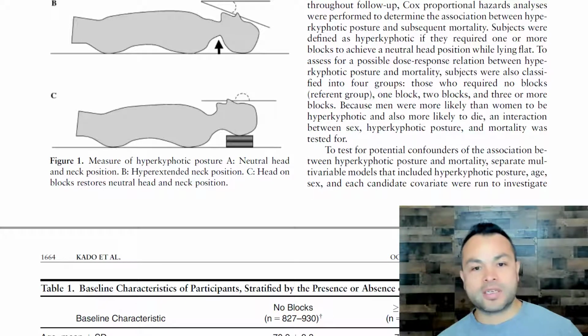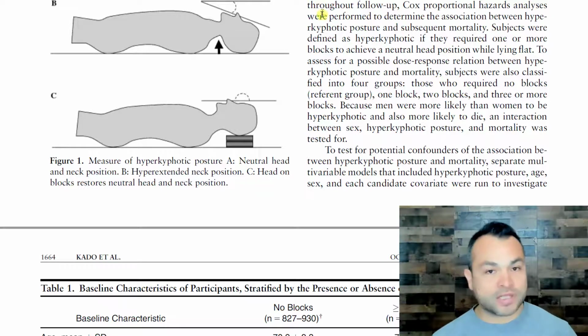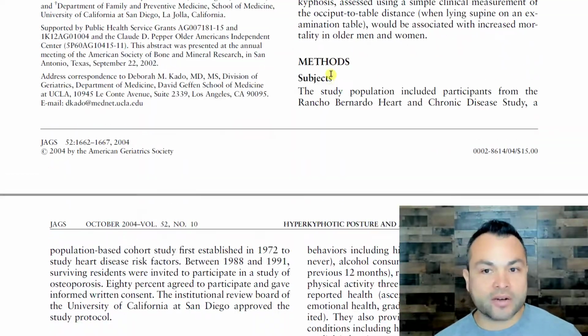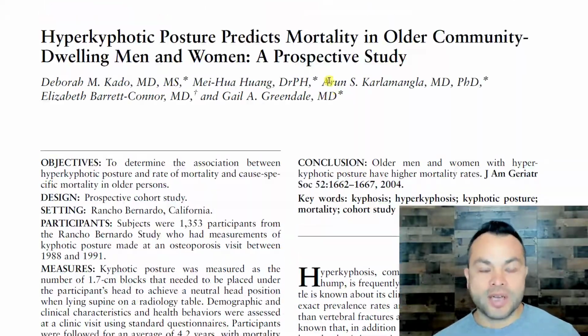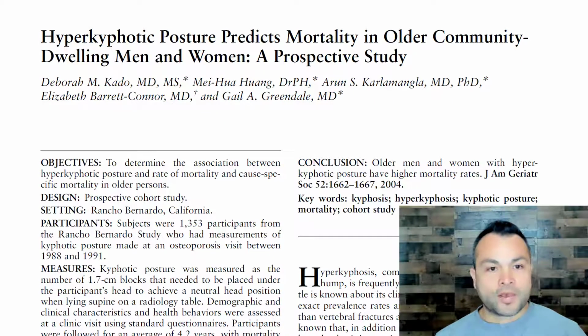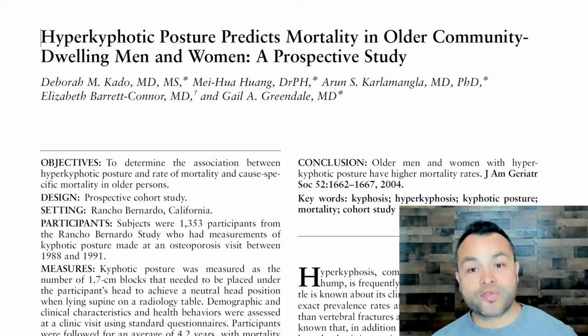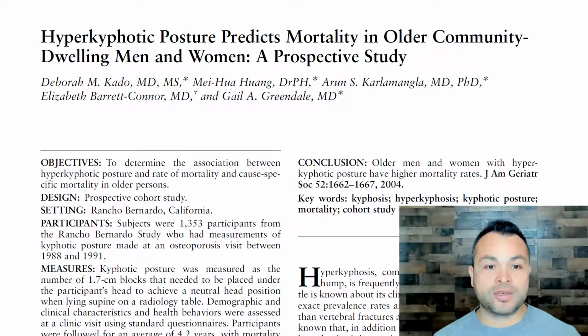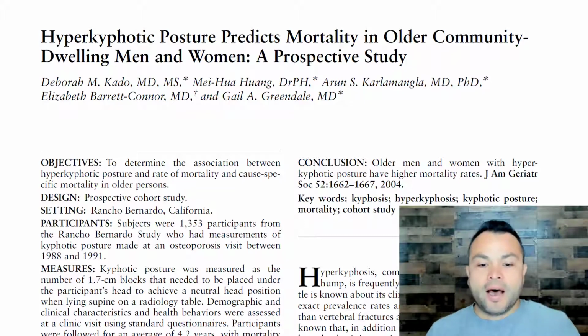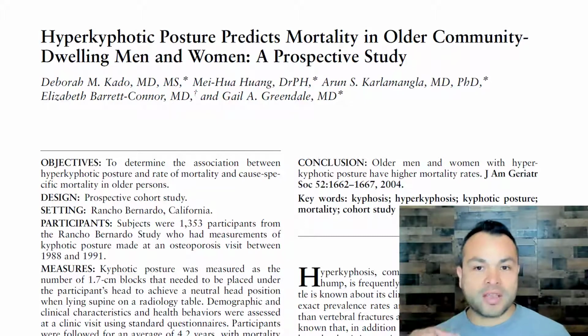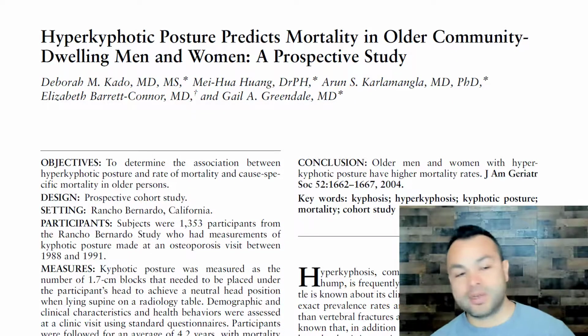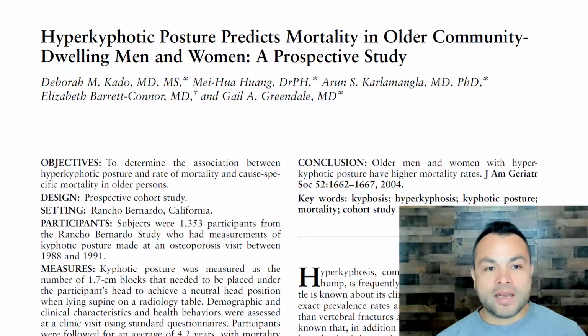Demographic and clinical characteristics and health behaviors were also assessed at a clinic using standard questionnaires. And these are outcome questionnaires that are useful to assess somebody's health. Now, participants were followed for an average of 4.2 years with mortality and cause of death confirmed using review of death certificates. So literally, they assessed the amount of kyphosis of these people. They measured how many blocks they needed, with more blocks indicating worse posture. And then they followed them for up to 4.2 years. So what did they discover?